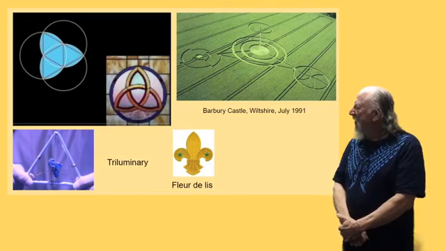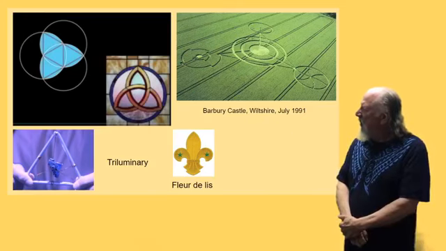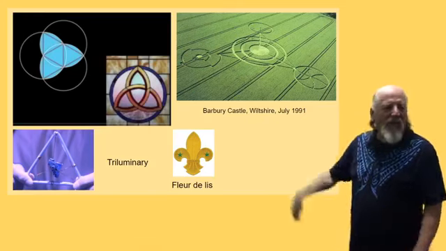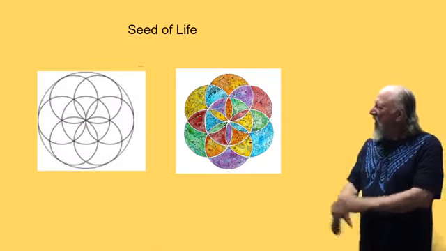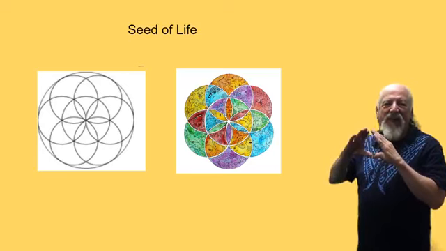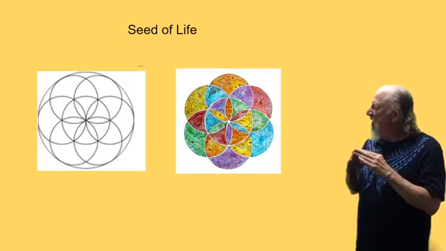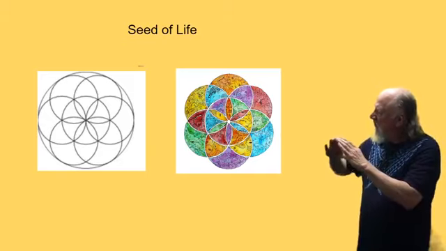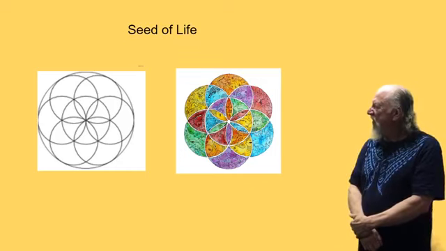Anyway, I can't remember where that one image is. Anyway, well, next. So, as we add more circles, we get different names and different meanings. This is actually 7 circles, or 6 with 1 circle in the center, and that's called the seed of life.